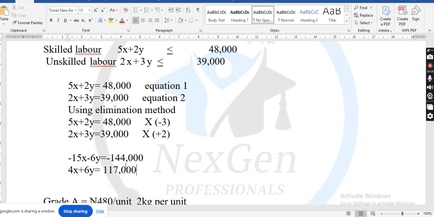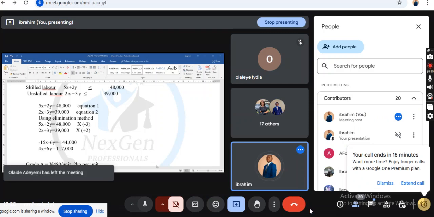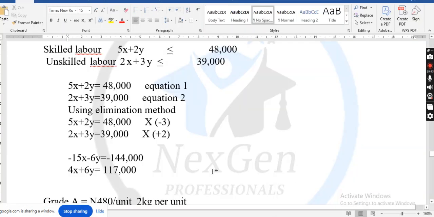Try this, lady, you do simultaneous equation in school. Try. So 117,000? 39,000 times 2 is not 117. Give me the correct figure now. If it is not, you just give the correct figure, 78,000.